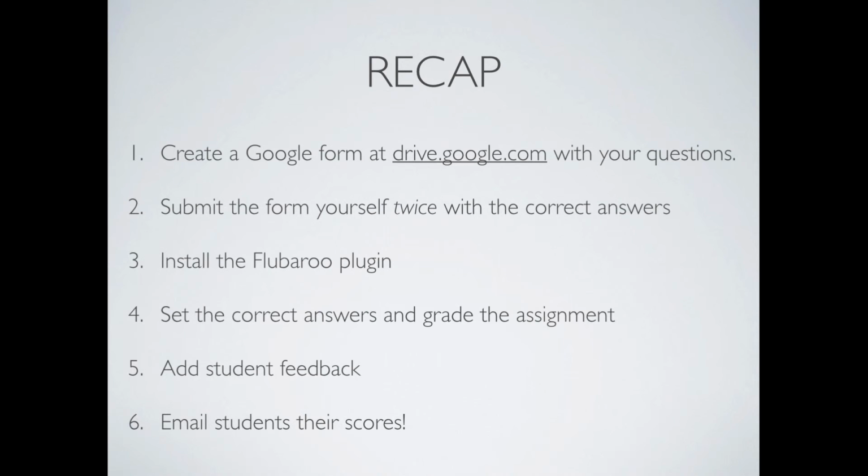Okay, so let's take a quick recap. So the first step you want to do is create your form in Google Drive. Secondly, you want to submit the form yourself twice with the correct answers that are going to be used as the key. Then in the answers spreadsheet, you want to install the plugin, set your correct answers and allow Flubaroo to grade the assignment. Then, optionally, you can add personalised student feedback, and if not, you can carry on and email students their scores.